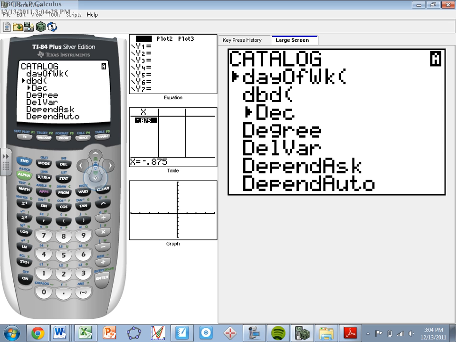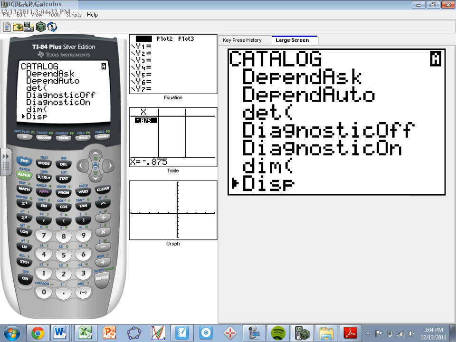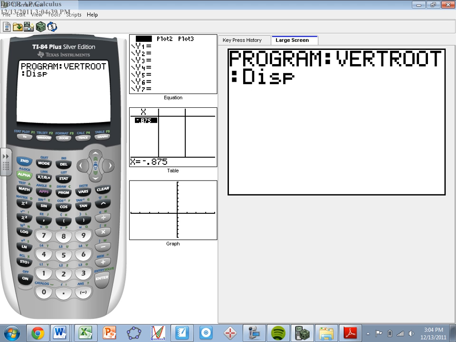Now, scroll down until you get to DISP. There it is. Not display graph, but just display. Once you get it highlighted on display, hit enter. It'll bring it up on the home screen or on your program screen.